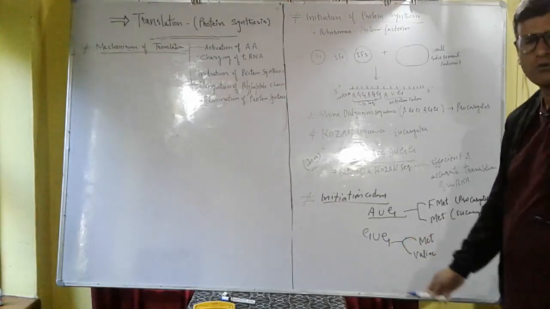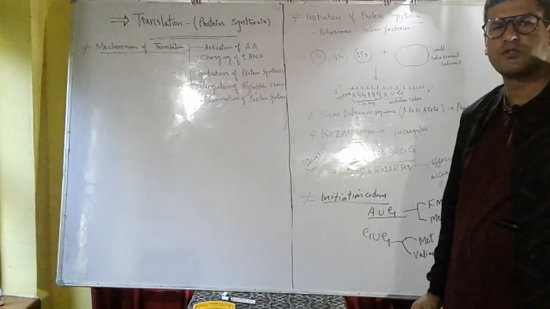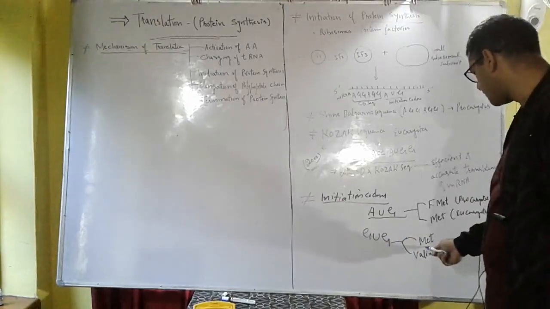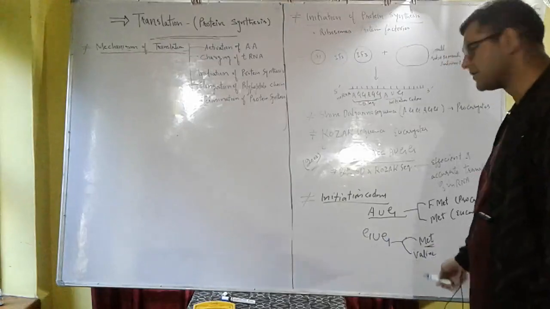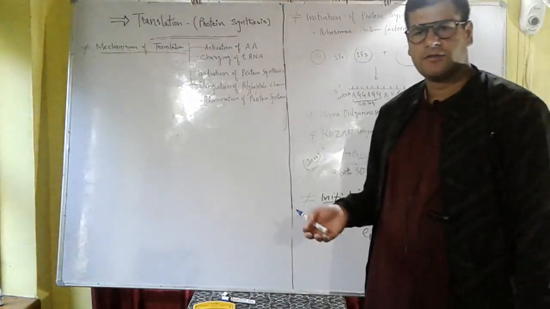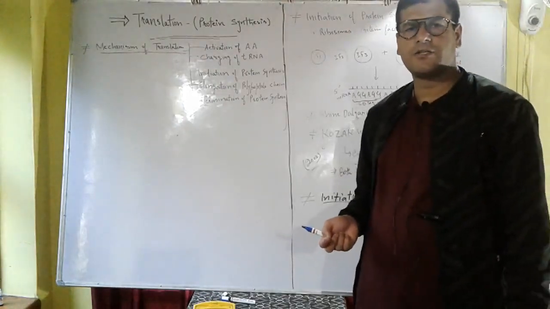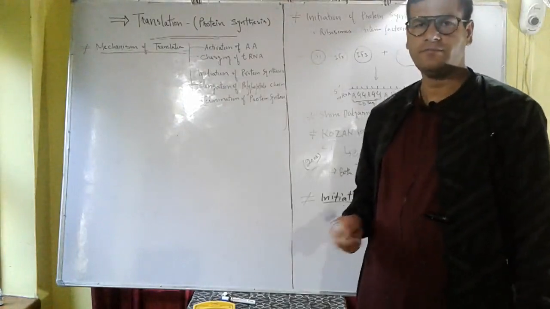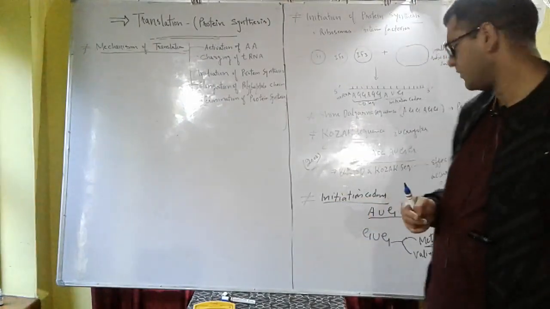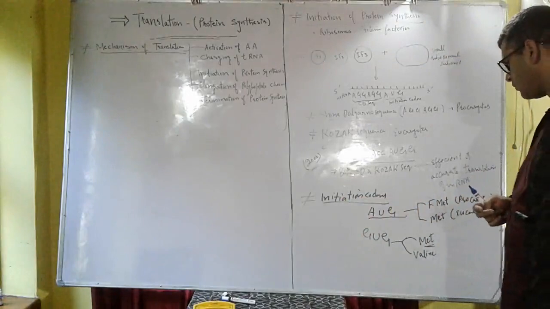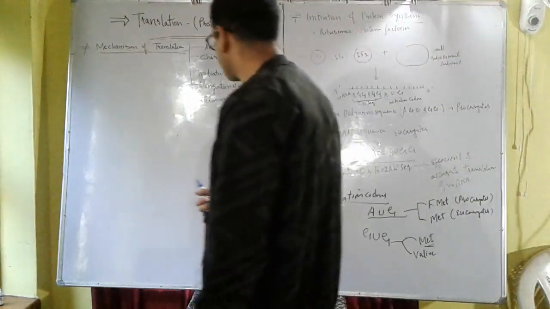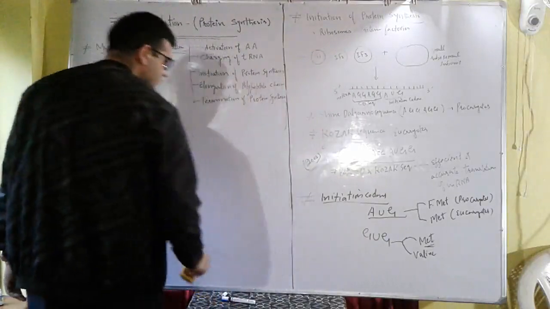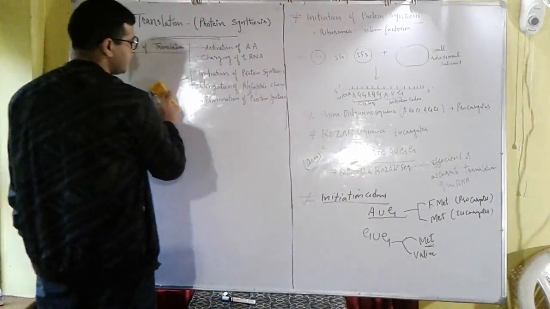If the GUG codon is present at the initiation position of the mRNA, then it codes for methionine. If this GUG codon is present somewhere other than the initiation position in mRNA, then it normally codes for valine. So we have two initiation codons, AUG and GUG. So this protein synthesis will take place like this.